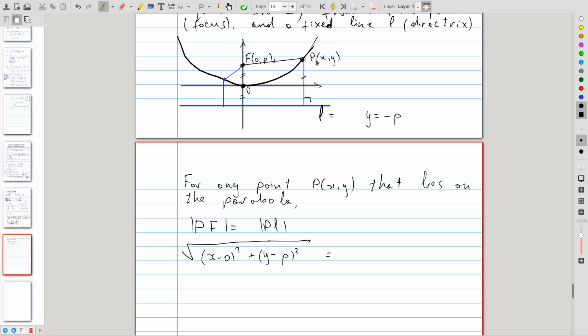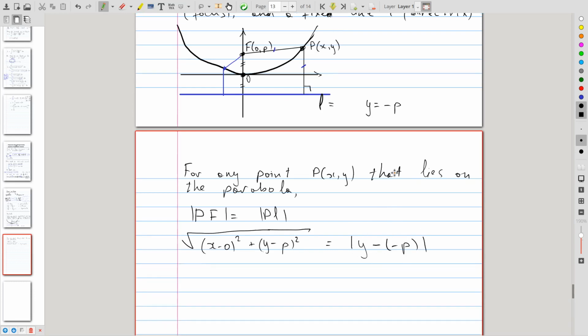So the distance from P with y coordinate y to the line y equals minus p is y plus p. Here I am effectively saying it's the absolute value of y plus p. And I put an absolute value because I don't know a priori if P is above the line y equals minus p or below it. So this formula applies to both cases.